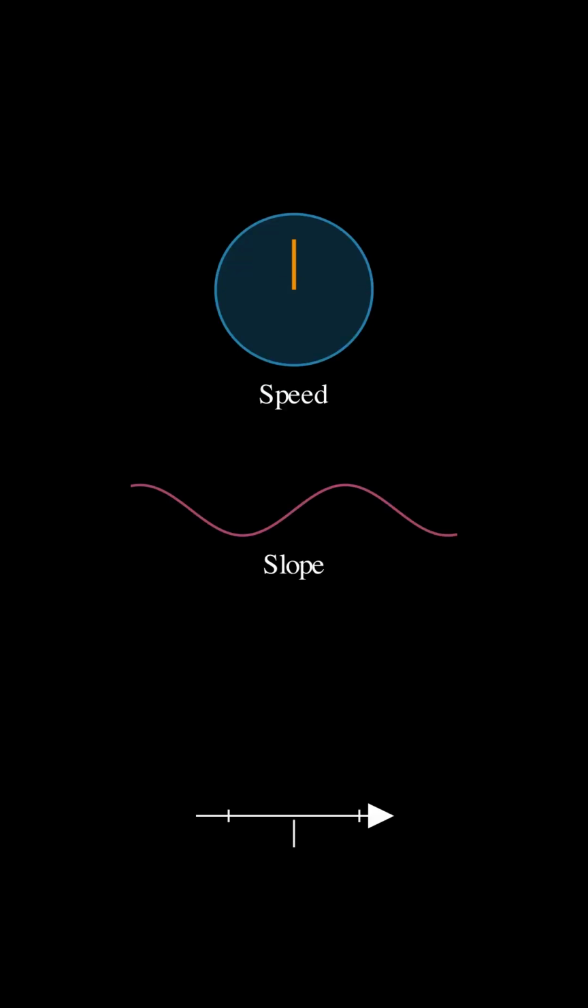What does a speedometer, climbing a mountain, and finding the steepest point on a curve have in common? They all involve differentiation, one of the most powerful tools in mathematics. Let's discover what it really means.